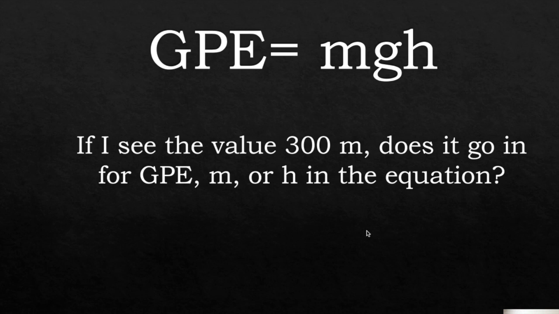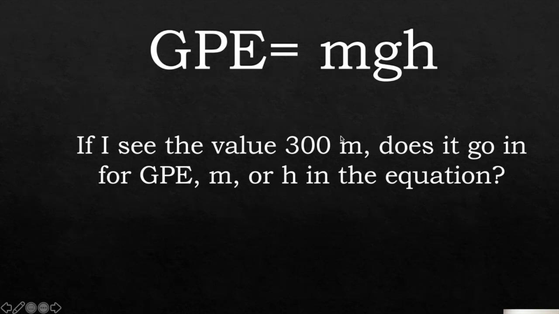Then, finally, if I see the value 300 M, does it go in for gravitational potential energy, mass, or height? 300 M stands for 300 meters. Now, people could get tripped up here because there's an M here, and there's also an M here. What's the difference? The M here is the unit that the 300 is measured in, meters. The M up here is just a placeholder for a number. The M up here stands for mass, and once you have mass, you're going to put it in here. Since this M stands for height, this 300 M goes in for H, not for M.